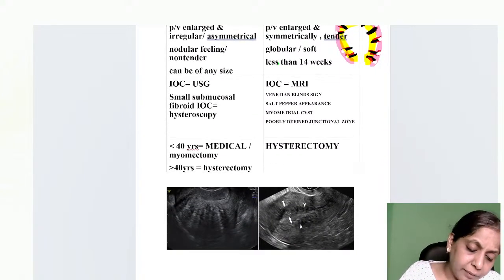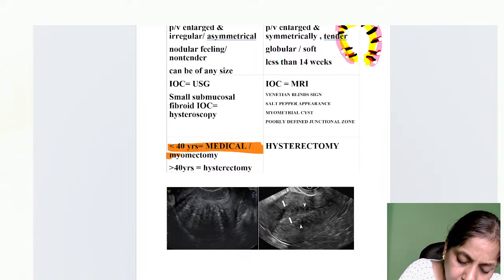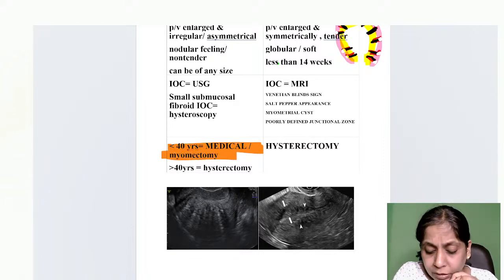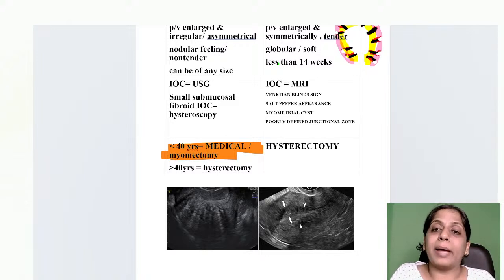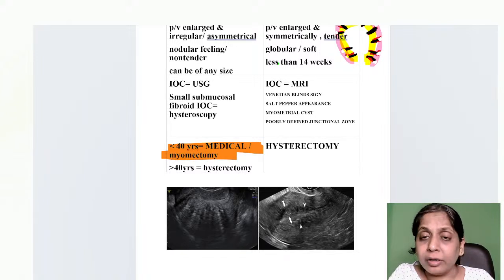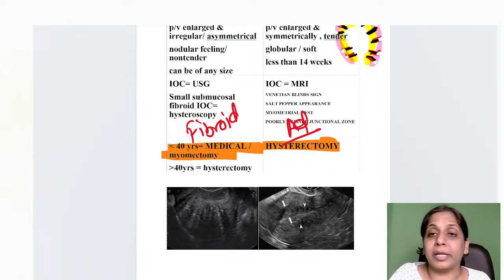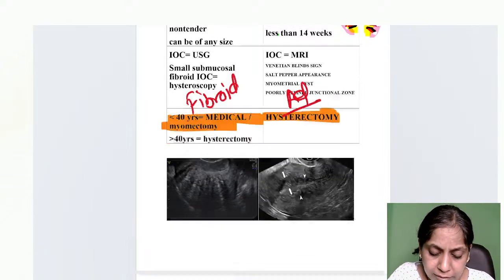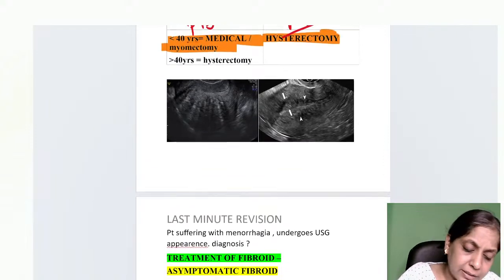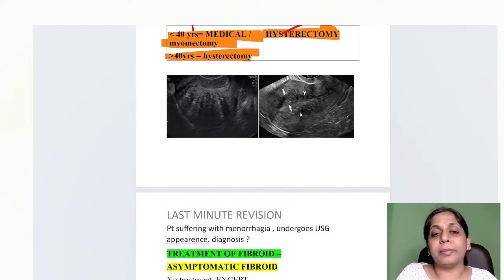When fibroids are there, less than 40 years, the treatment of the fibroids is of course the medical management. Medical management karenge, kyonki less than 40 years pe hum uterus nahi nikal sakte, we cannot remove the uterus. And because adenomyosis happens after 40 years, the treatment of adenomyosis is always the hysterectomy. Even if the fibroid case is coming to you after 40 years, its treatment will be hysterectomy. Okay.